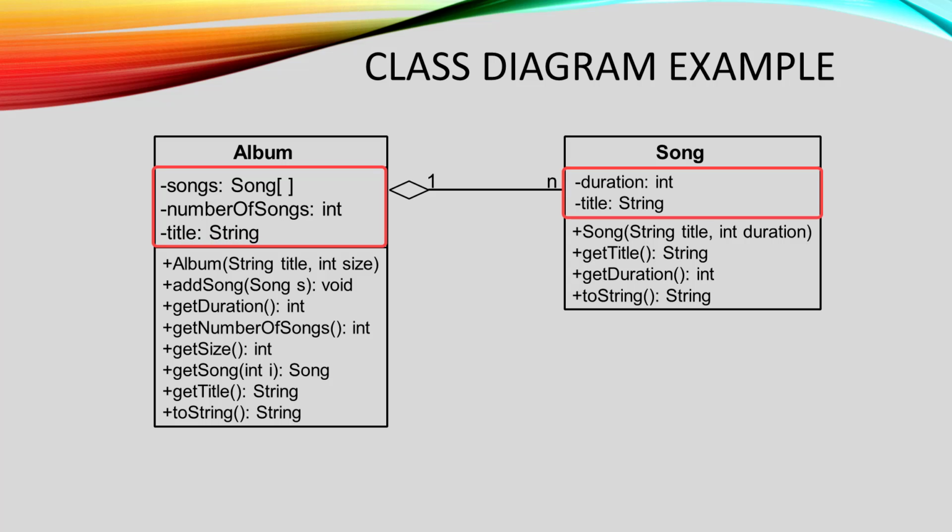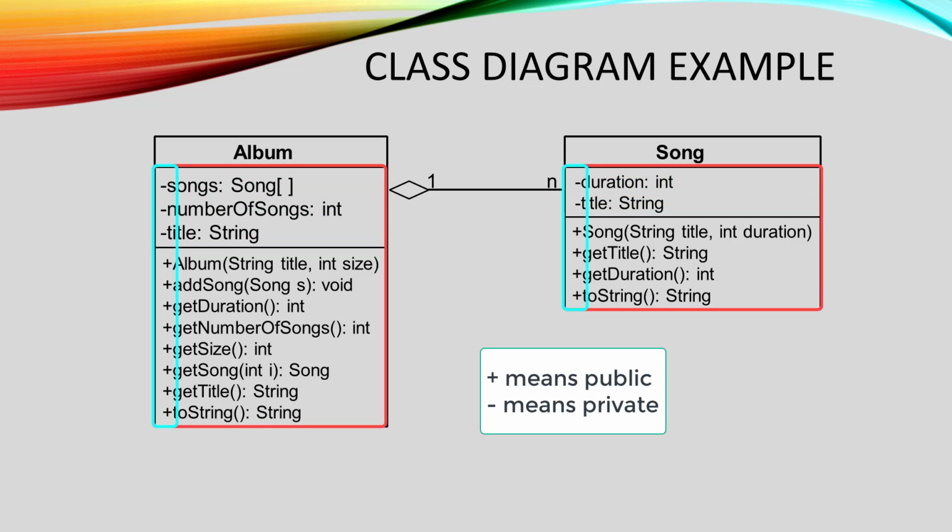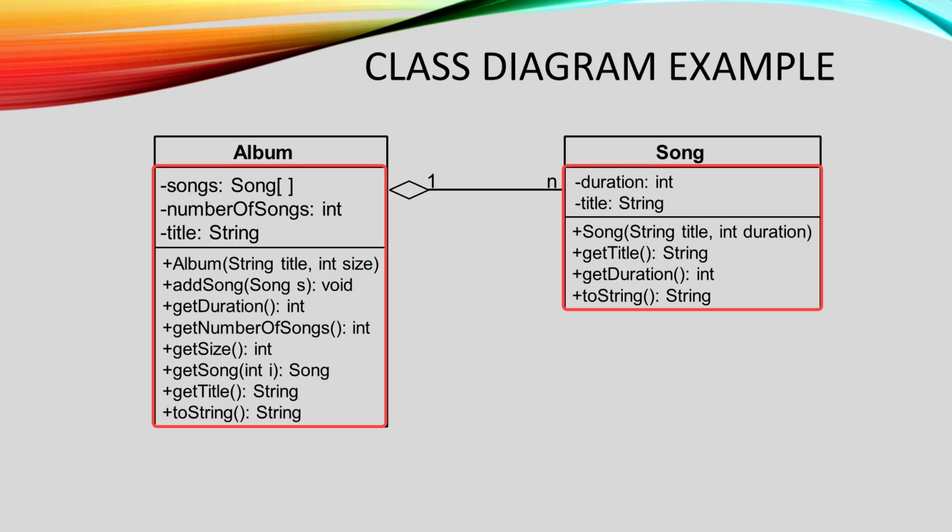The middle part of the class box is the instance variables, and the lower part is the methods in that class. In both of these sections, the plus and minus represent visibility. Plus is public and minus is private. So you can see that our instance variables are marked private and the methods are marked public.